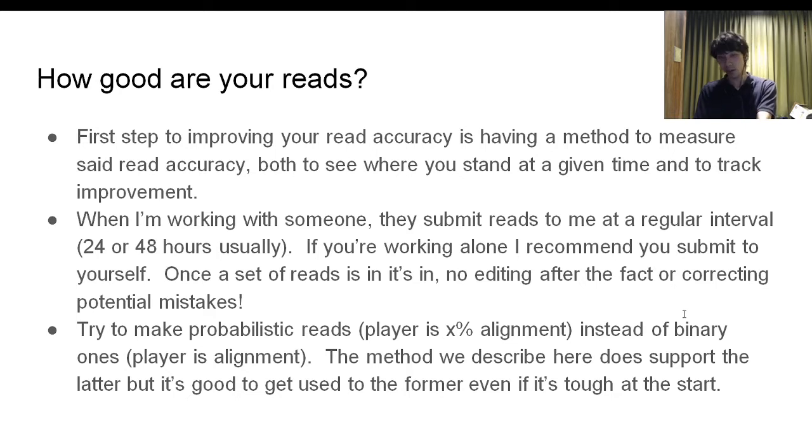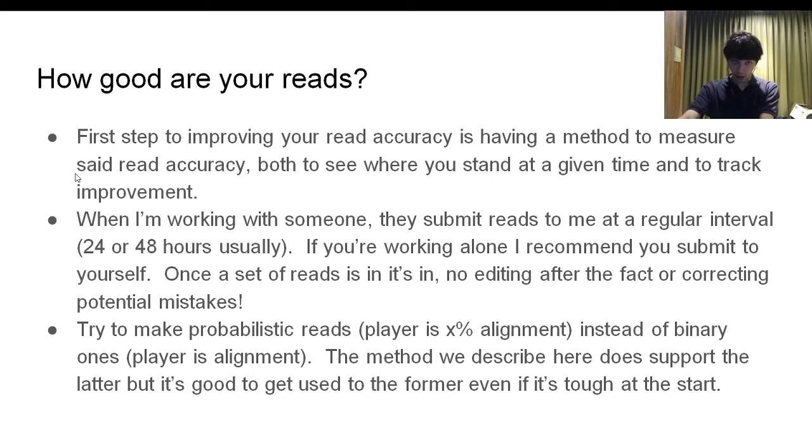The second thing I would recommend is to make probabilistic reads, which are reads of the form, somebody is 25% mafia, somebody is 70% town, stuff like that, instead of binary reads, which are this person is mafia, this person is town. I know probabilistic reads are harder, especially coming up with a number, but I would recommend getting into the habit, and in future videos we'll explore how to more accurately get that number by, say, how accurate is a tell, how much does it affect the random probability, stuff like that.